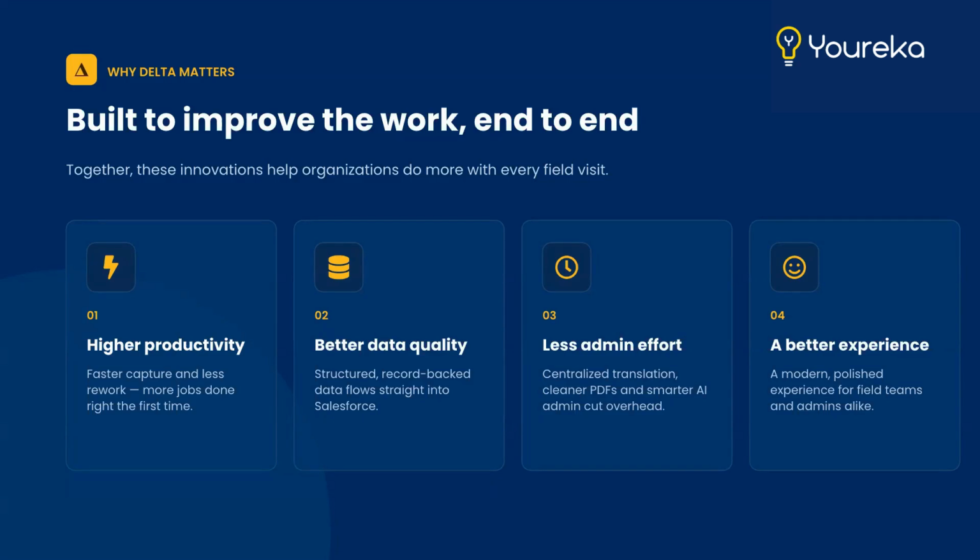Translation Manager centralizes localization, advanced PDF improvements reduce formatting work, and the AI admin panel creates a clearer place to manage AI related settings. For users, Delta delivers a better experience. The mobile refresh, cleaner PDFs, and more intuitive data capture all contribute to a more polished platform experience. The core message is this: Delta helps your field data work as hard as your teams do. It gives organizations better data, faster insight, and a stronger foundation for scaling field operations.